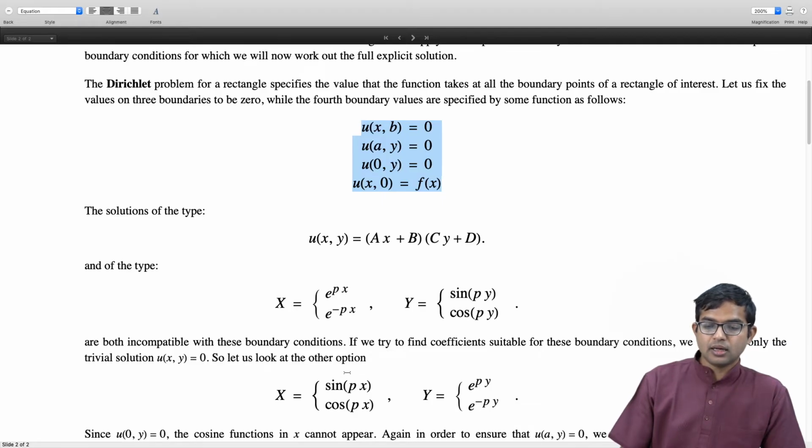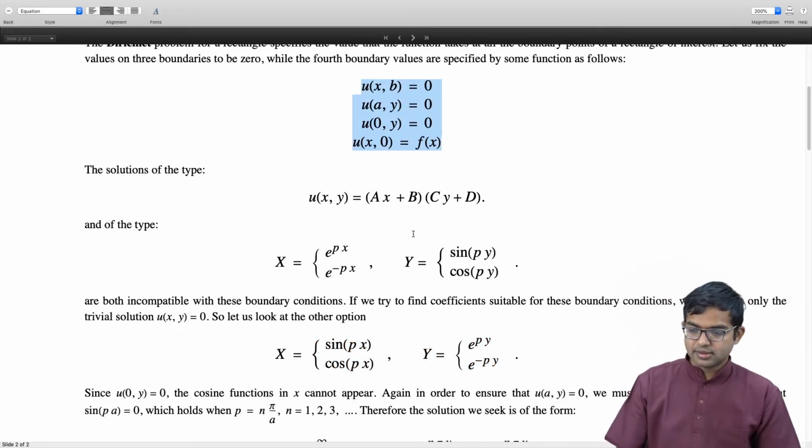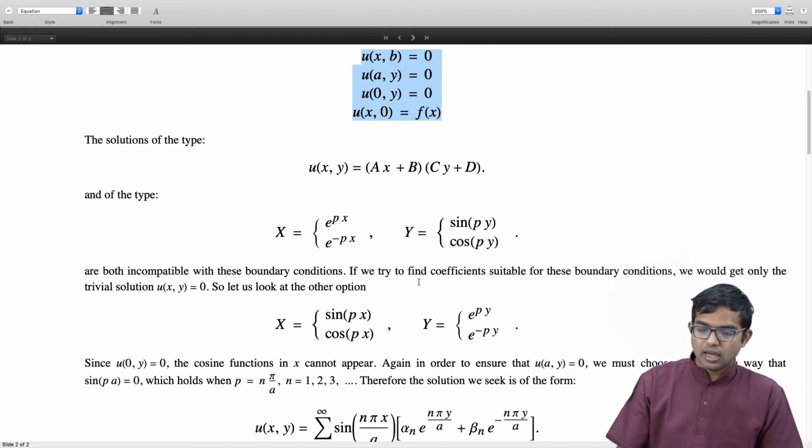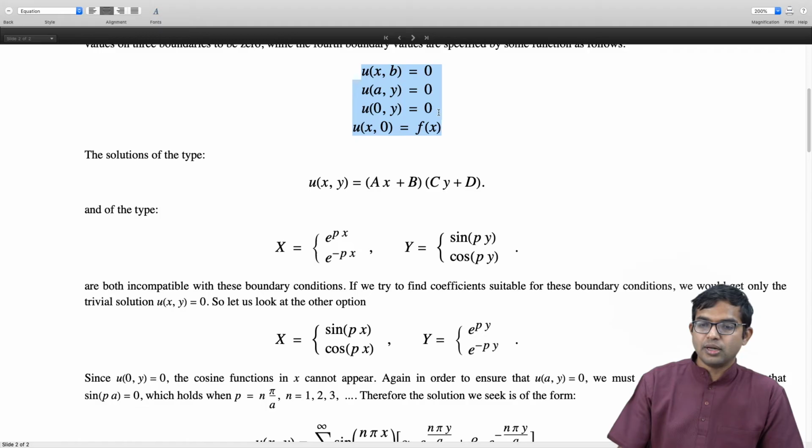We will now take this to be our solution and see if we can fit it to these boundary conditions, right? So let's start with the fact that u of 0 comma y, right? So this is the third condition, u of 0 comma y must be equal to 0, right? So I mean, this has nothing to do with y, it's all about x. So if I put x equal to 0, then this must go to 0.